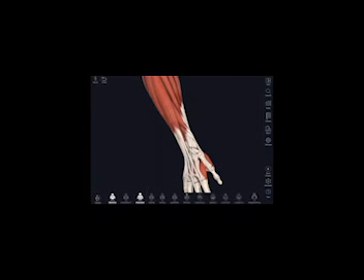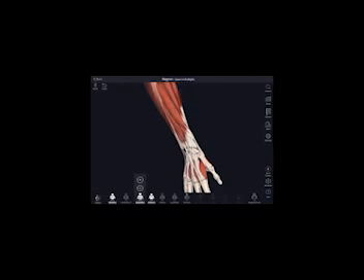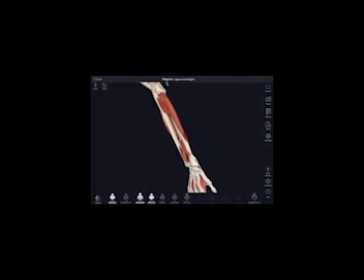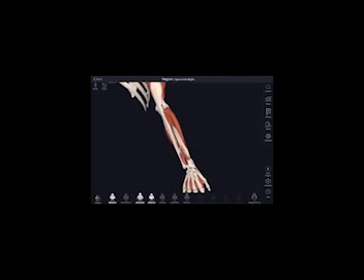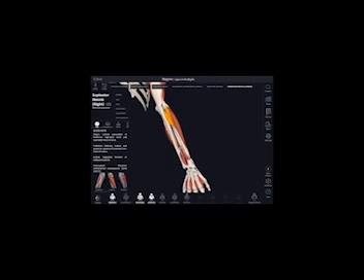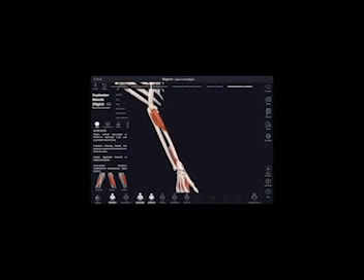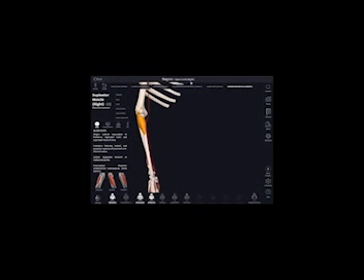Going back to muscles, I want to strip down some more muscle to get to the deeper layer here. So here we have the supinator muscle. I wonder if I could go one more down. There we go. That is located in the deepest layer.